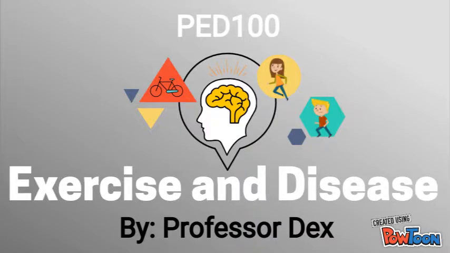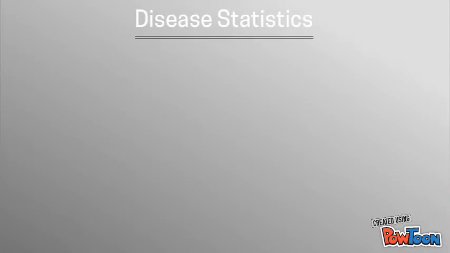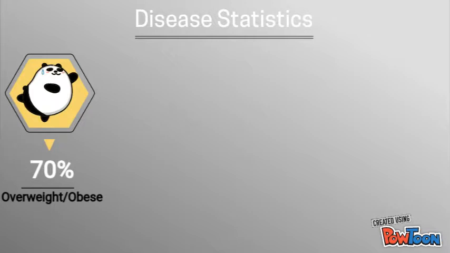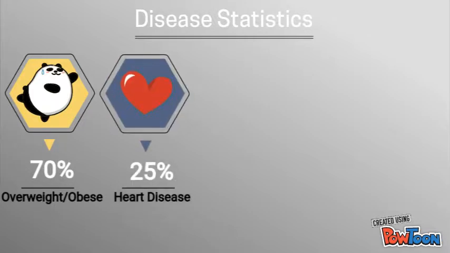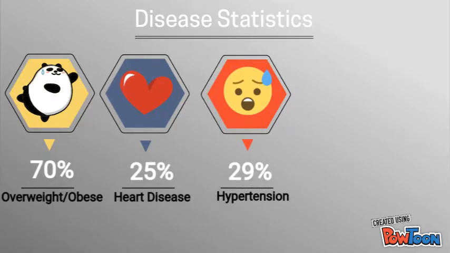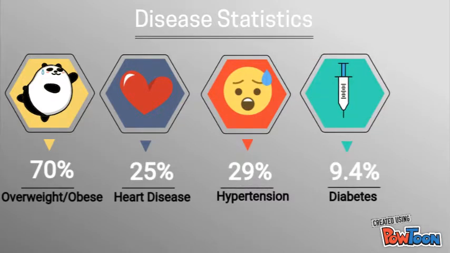So today we're going to learn a little bit about what are some diseases that we have and how we can prevent those with exercise. Just to start with some statistics, about 70% of the population suffers from being overweight and obese. About 1 in 4 people die of heart disease, which accounts for about 25%. 29% suffer from hypertension and 9.4% suffer from diabetes.